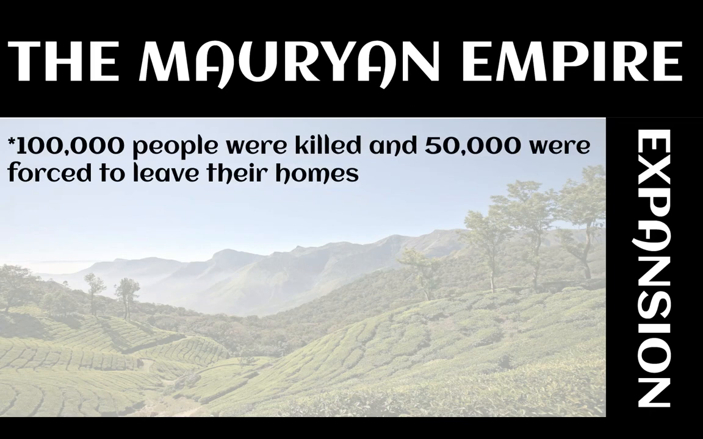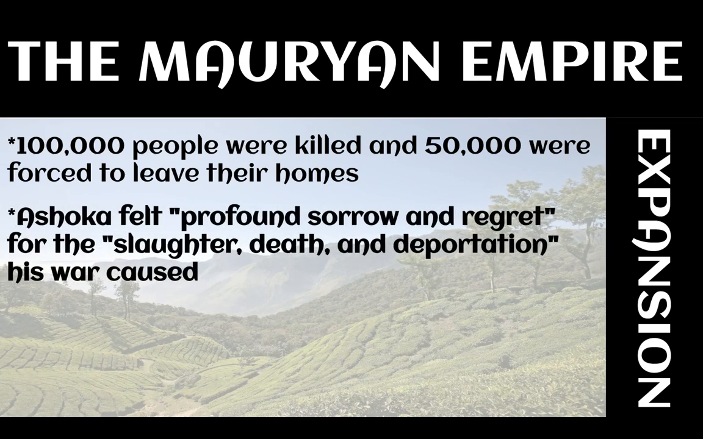So he is trying to conquer this area of Kalinga, and over 100,000 people were killed in that battle. And some 50,000 were forced to leave their homes, one, because they were destroyed, but two, because they were taken as slaves. So this is a huge battle with huge numbers of deaths. And it said that Ashoka felt profound sorrow and regret for the slaughter, death, and deportation his war caused. These are his own words.